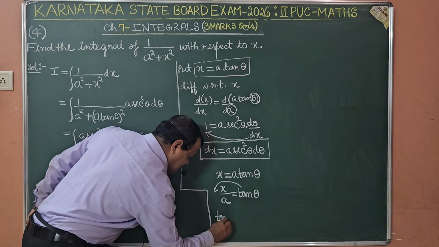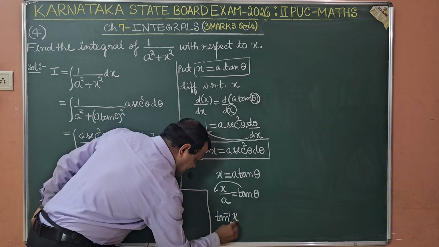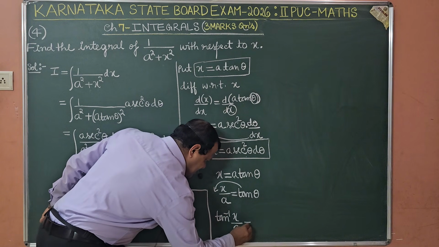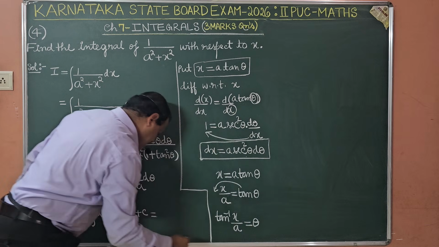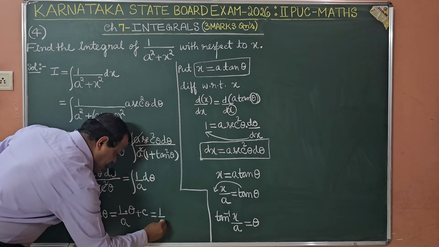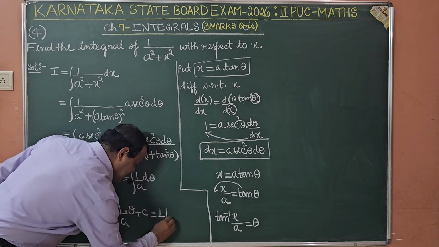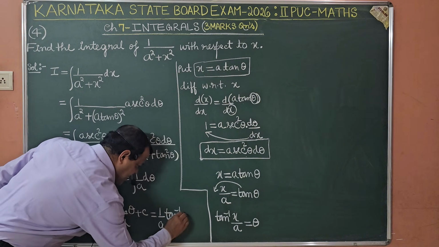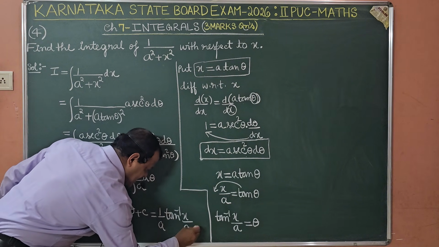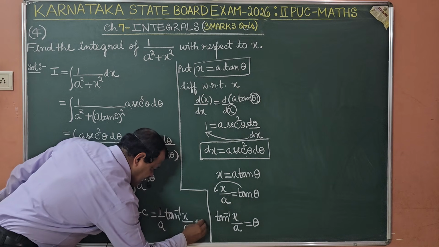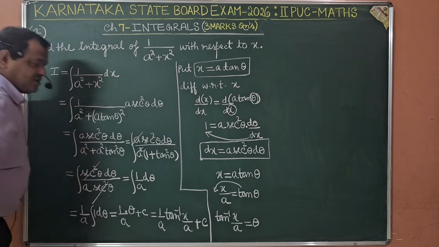You get tan inverse x by a. Tan inverse x by a is our theta, and therefore I will substitute here 1 by a as it is. Theta I will substitute tan inverse x by a plus c. So this is the 3 mark solution. Kindly go through the solution.